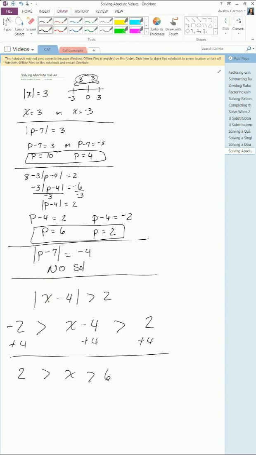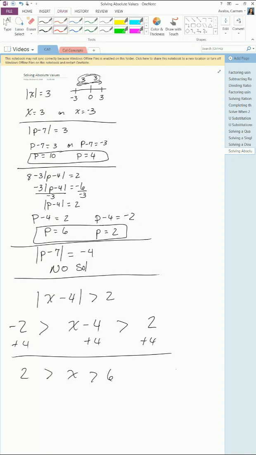And we cannot have it in this format. Remember, an inequality always has to point to the left. So if it was written as 2 less than x less than 6, you would be fine. See how they're pointing to the left and then they're opening to the right? This would be an acceptable answer. But that's not what that is.